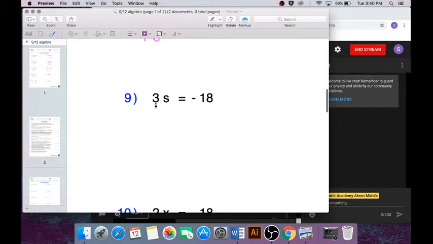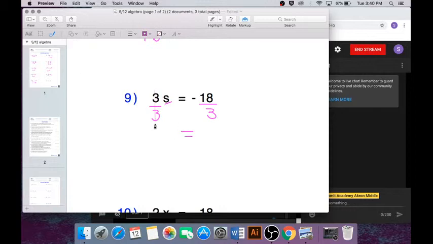Number 9, we have 3s equals negative 18. Our variable is s, and it is connected to the 3. There's no sign, so we know that means multiplication. The inverse of multiplication is division, so we're going to divide by 3. We're also going to divide the right by 3 to keep the sides equal.